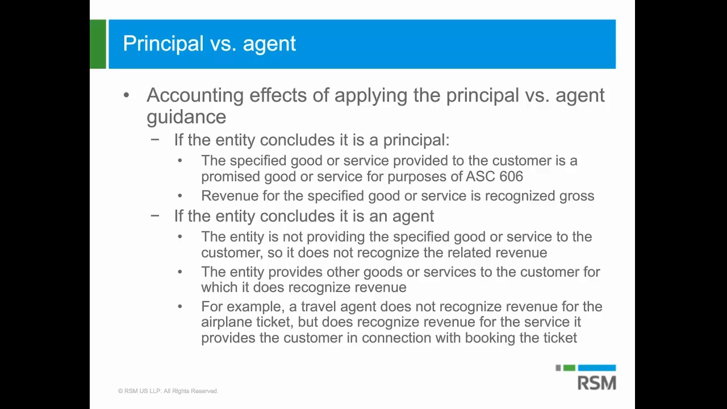So say you were a travel agent and a customer buys a ticket from you for $300 and you pay the airline $270. What you're providing is the service of getting that particular flight. The amount you're getting paid is the difference between the $300 and the $270. You're getting paid $30. So that's the amount you record as revenue, because that would be on a net basis.